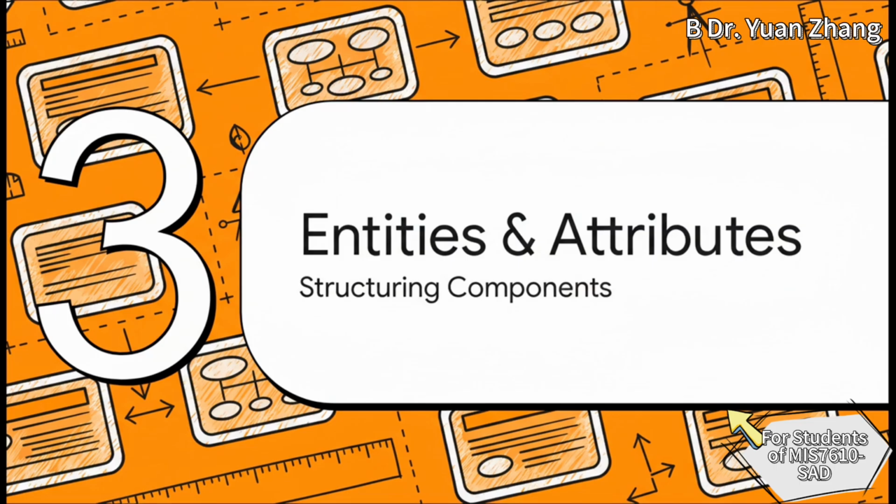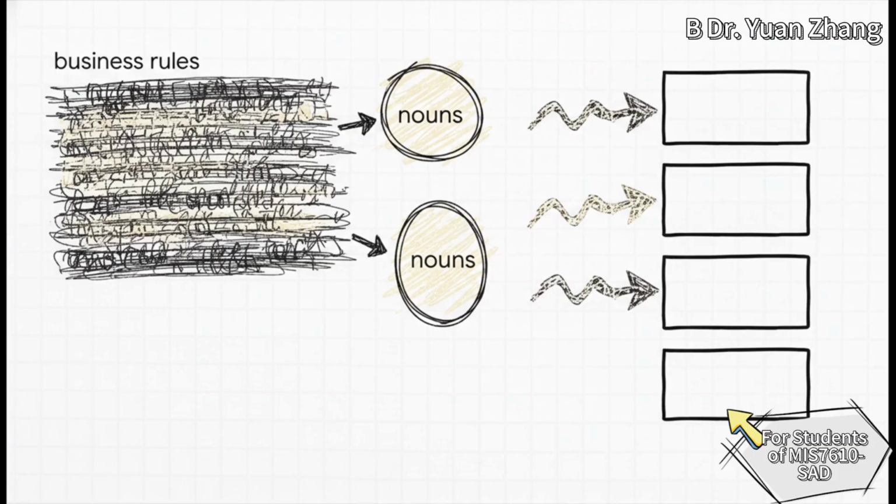Okay, so you've read the business rules, you've got your list of nouns and characteristics, now it's time to actually start drawing. Let's talk about structuring those core components, the entities and their attributes. It's super simple to start. For every one of those main nouns, those entities that you identified, you're just going to draw a rectangle. Let's just call this one entity A for our example. This is literally the first step to making your data visual.